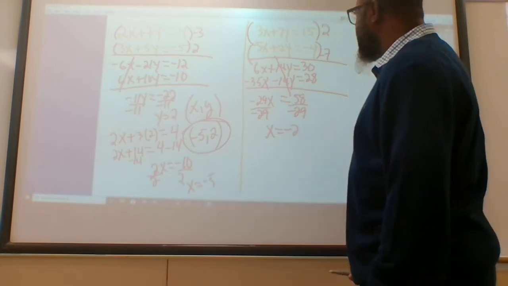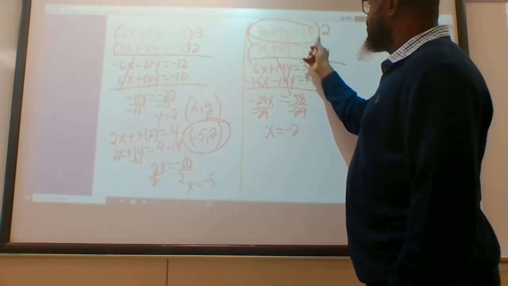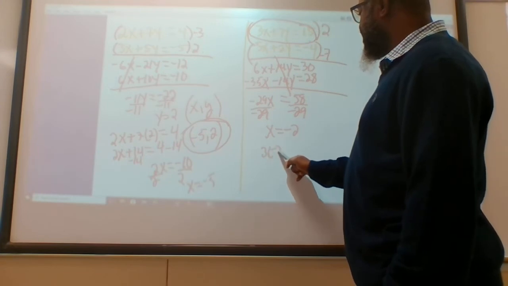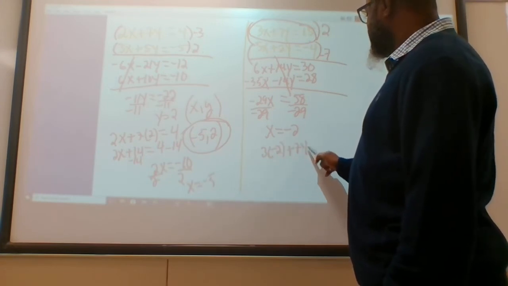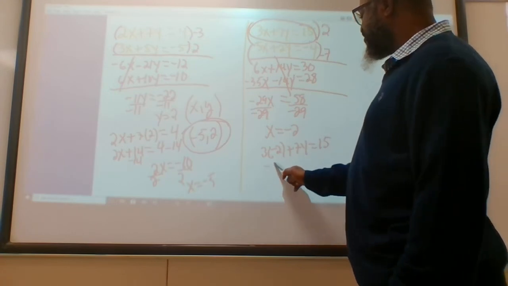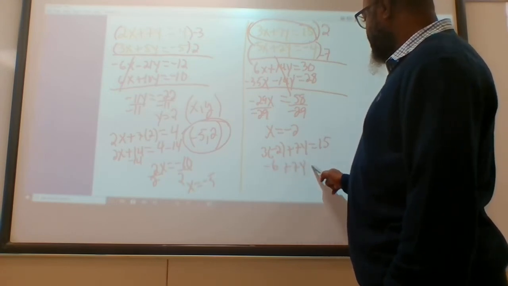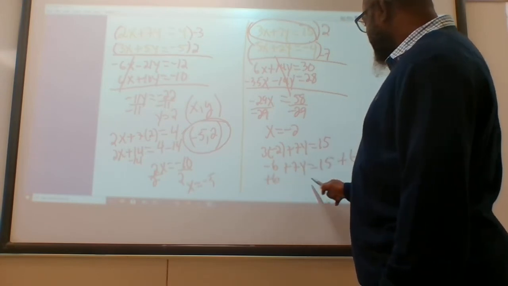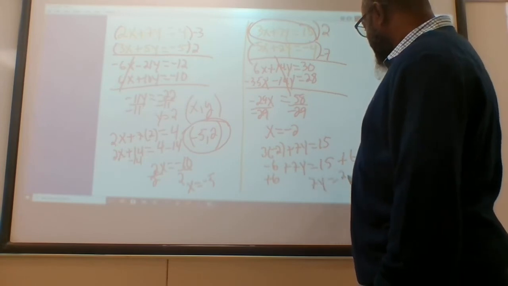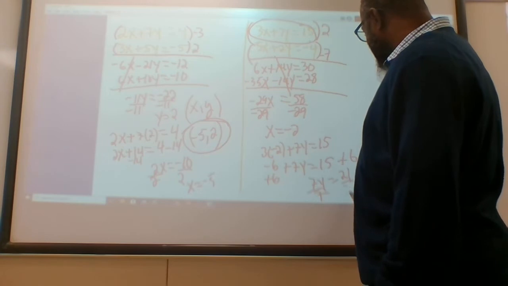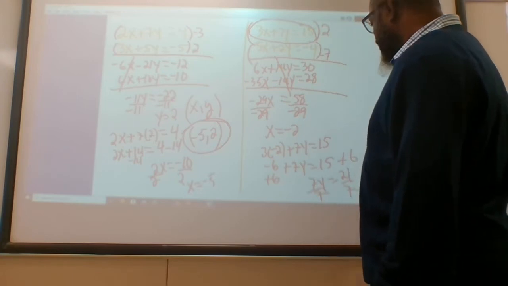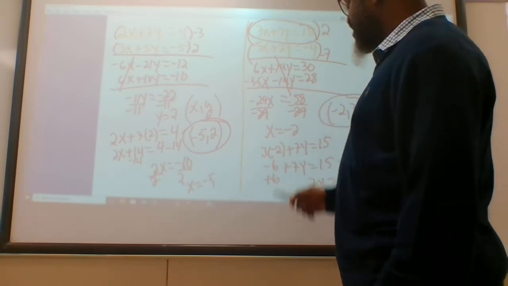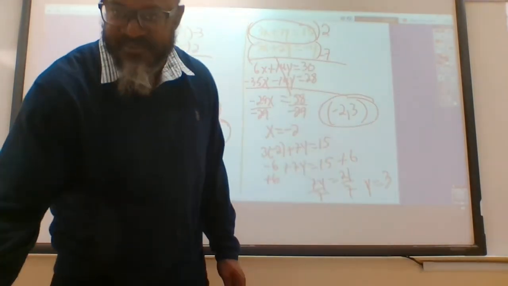Since now I know what x is, I can go replace it in one of the equations. It doesn't matter which one you pick. That will be 3 times negative 2 plus 7y is equal to 15. That will be negative 6 plus 7y is equal to 15. Add 6 on each side. Then you will have 7y is equal to 21, divided by 7. In this case, y is 3. So my solution will be negative 2, 3. That will be the solution of the system. In this case, there exists a solution.